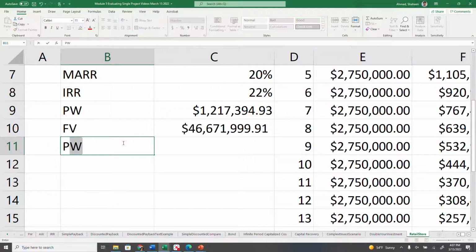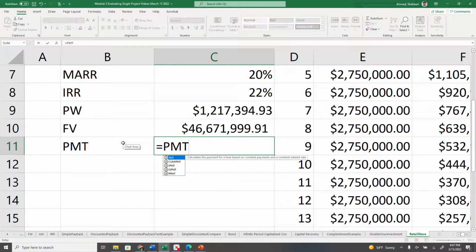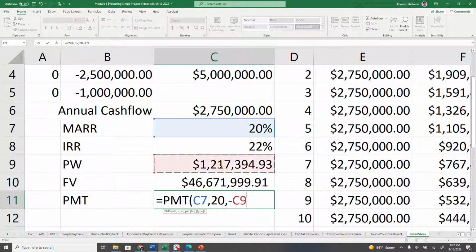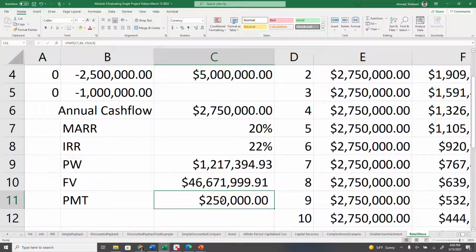The question was asking for the annual recovery, the capital recovery of the project, which is the payment or annual equivalent cash flow for this present worth. So simply, the rate is 20% again for 20 years. I'm going to use a negative sign. That's the present value of this entire project, and I'm going to distribute that over 20 years, and that's what the question is asking. So that's $250,000 per year equivalent we're going to get from this investment at a rate of 20% MAR.